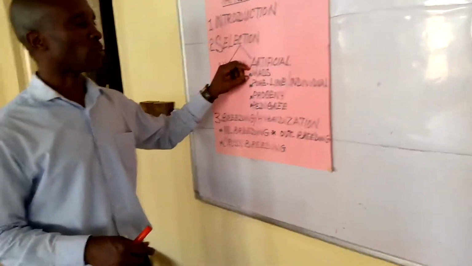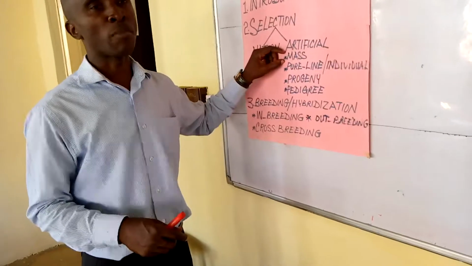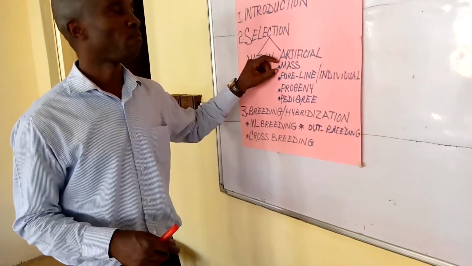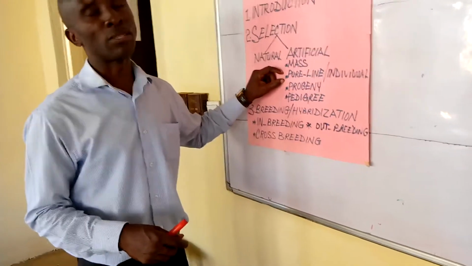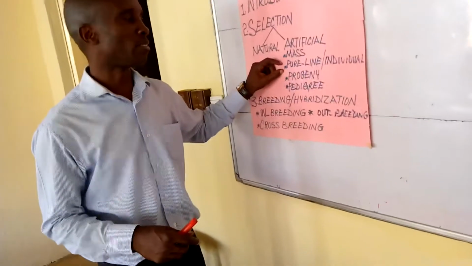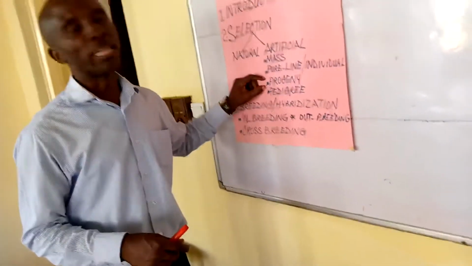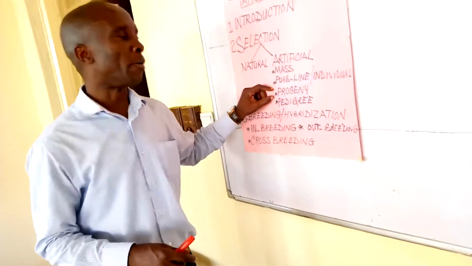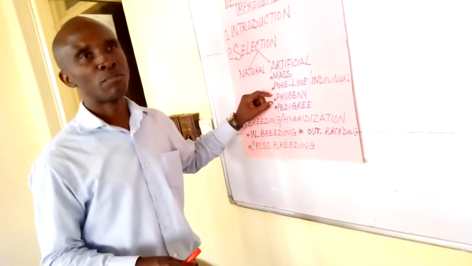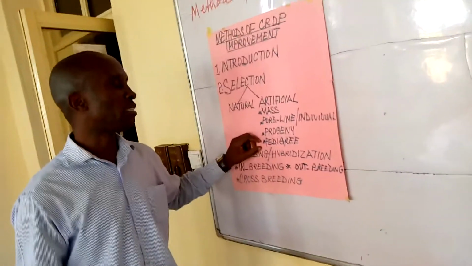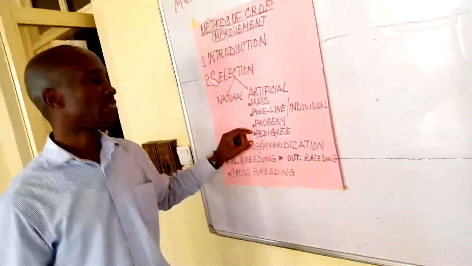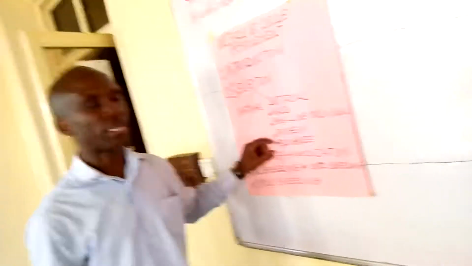What is mass selection? Mass selection is a process whereby a group of plants are selected based on the performance of the group, all of them. Pure line selection or individual selection is the selection of a crop based on its individual performance. Progeny selection is selection of a crop based on the performance of its parents. While pedigree selection is selection of crops based on the performance of its children or its offspring.